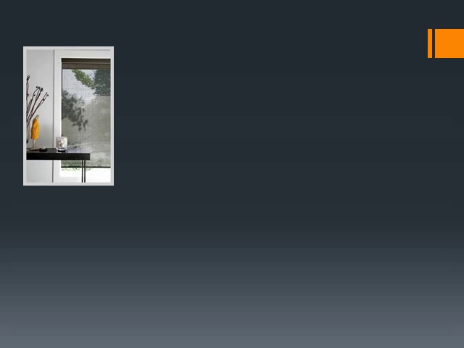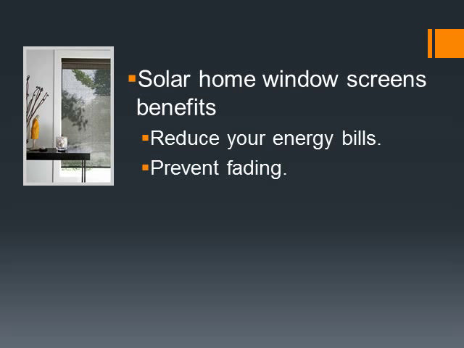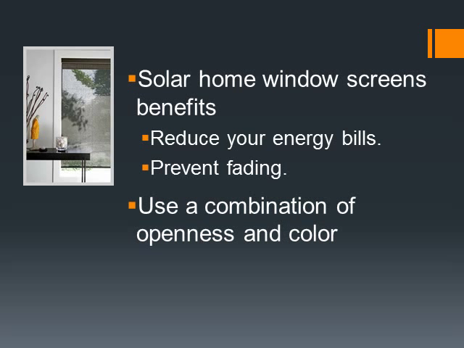Solar home window screens offer some great benefits. In the summer, they can greatly reduce your energy bills by reducing the heat that gets into your room. And by blocking the sunlight, these shades can also prevent your carpet and furniture from fading, as well as blocking harmful UV rays. To get these benefits, use a combination of openness percentage and color.